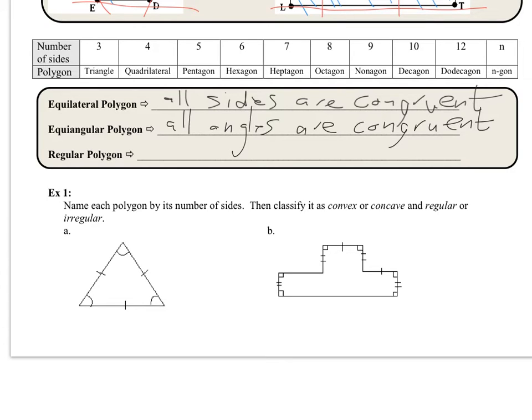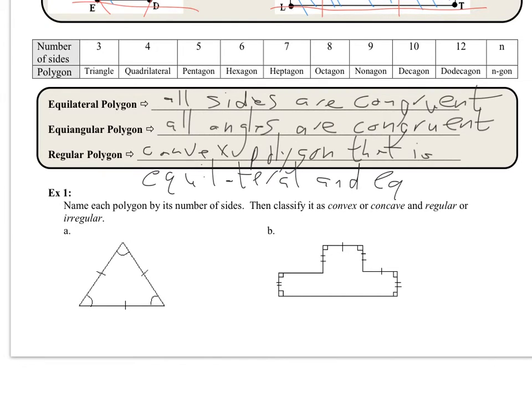So if one angle is 45, then the rest of them are also 45. Finally, we also have regular polygons, which can be defined as a convex polygon that is equilateral and equiangular. So it has to fit three things. It needs to be convex, it needs to be equilateral, or like we said, all the sides are equal to each other or congruent, and also equiangular, which means the angle measures are equal or congruent.